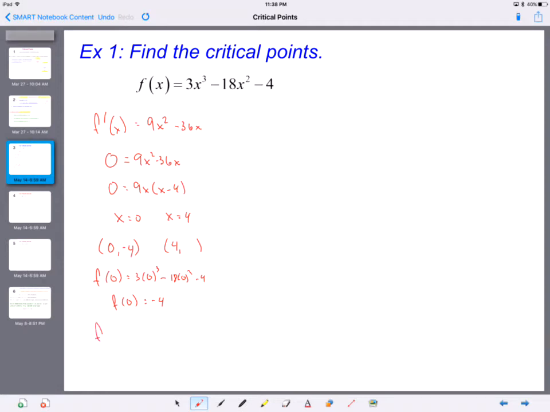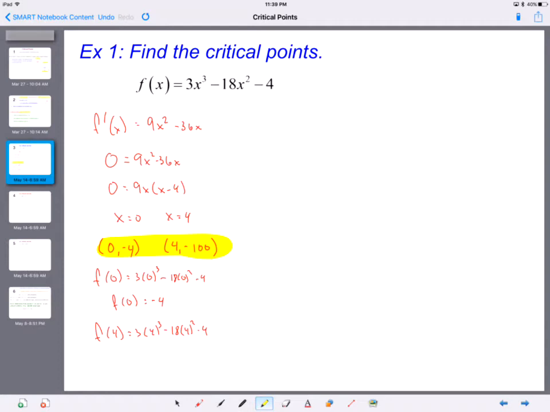And then we'll also plug in f of 4. So that's 3 times 4 cubed minus 18 times 4 squared minus 4. And you can plug that into your calculator, and I get a value of negative 100. So we've identified what these critical points are.